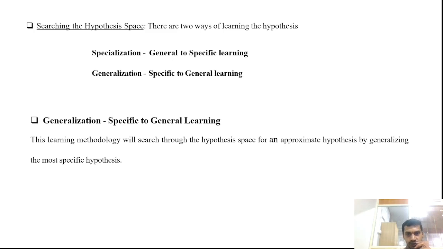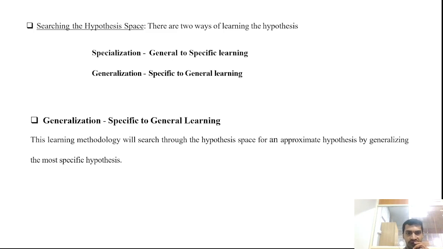Specialization is general to specific learning. Generalization is specific to general learning. Sorry, I got confused, so I will explain once again. The specialization is general to specific learning. Generalization is specific to general learning.